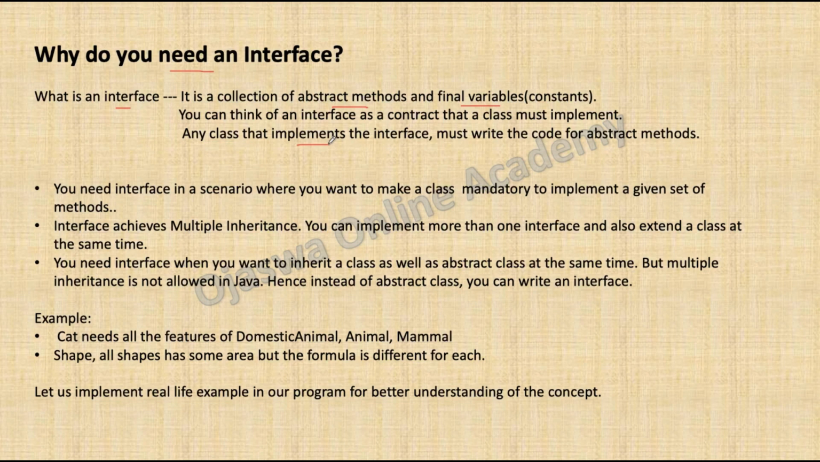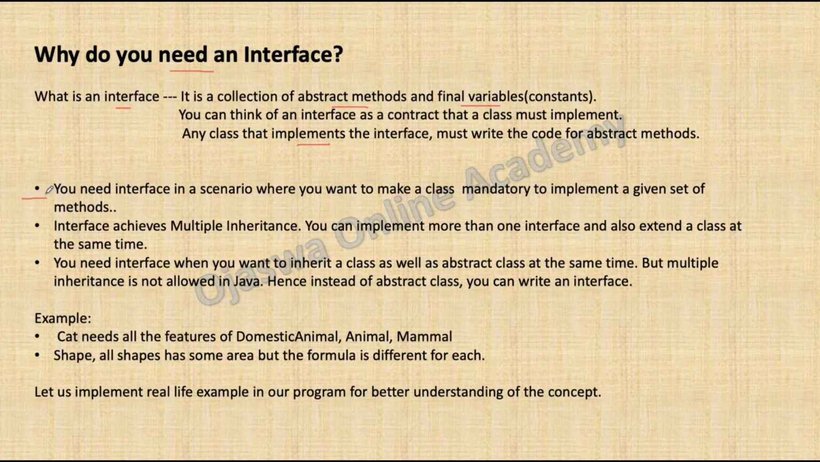Any class that implements the interface must write the code for abstract methods. So when the class implements the interface, it makes a contract with the interface that it will implement all the abstract methods declared by the interface. And if the class doesn't implement all the abstract methods declared by the interface, the class has to be declared as abstract class.